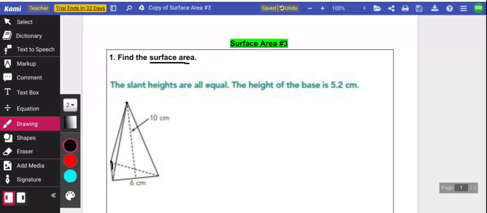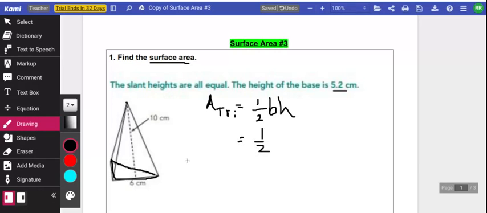So let's first find the area of this base, which is a triangle. Okay, and I'm told here that the height of the base is 5.2 centimeters. Okay, so let's first find, I'll say, area of triangle equals 1/2 times base times height. Okay, so let's plug in what we know here.